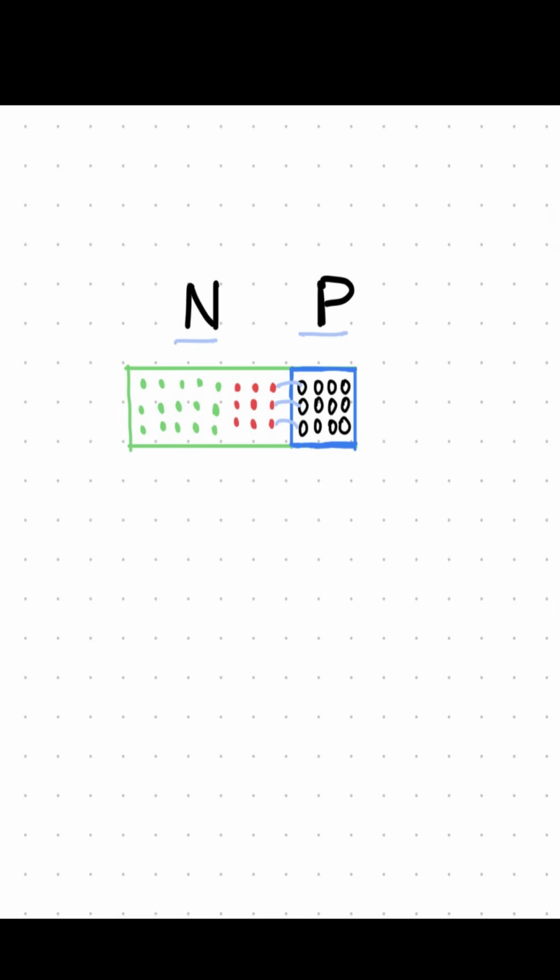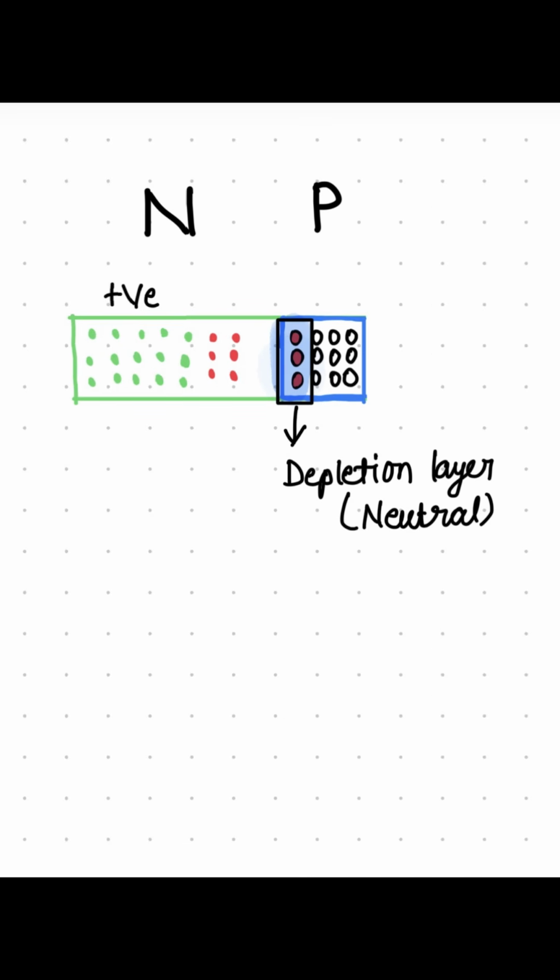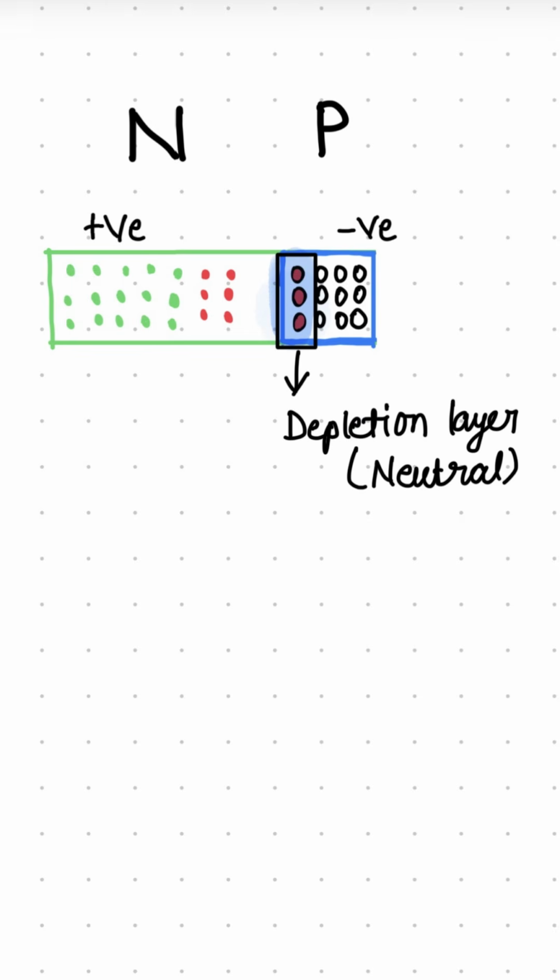Extra electrons in the N-type near the P-type tend to leave and fill gaps of the P-type, and they successfully do it. But there is a catch. Those gaps that are filled create a neutral region with no charge called the depletion layer, making the N-type positively charged because it lost electrons and the P-type negatively charged because it gained electrons.